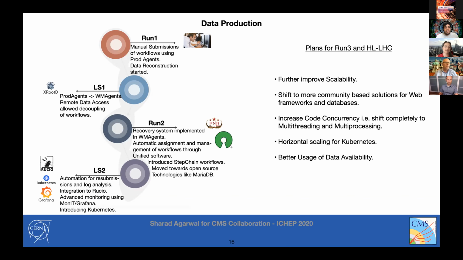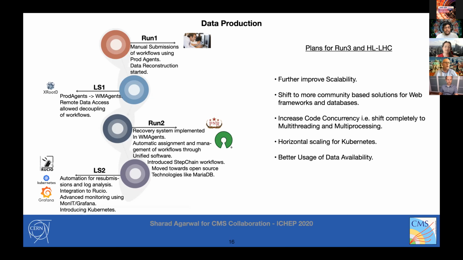We started having remote data access, which allowed decoupling of workflows, the remote data access we just talked about. During Run 2, we had a recovery system implemented in the WMAgents, which helped a lot because we don't have to start running the jobs from scratch. If a few of the jobs failed, we just ran the failed jobs again. Then a lot of the manual submissions from Run 1 were removed during Run 2 with the help of Unified, which provides automatic assignment and management of workflows.